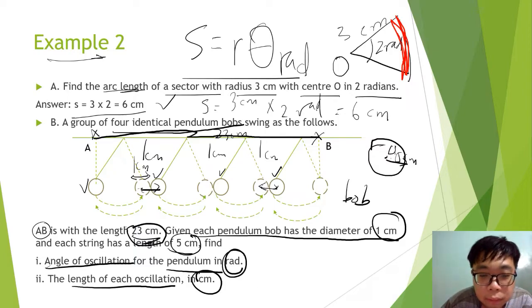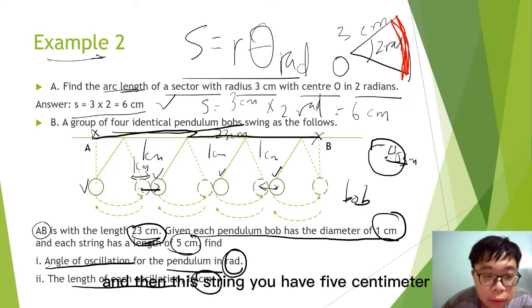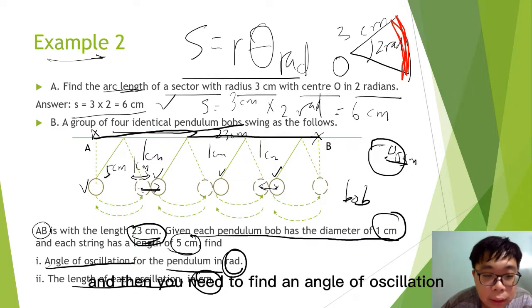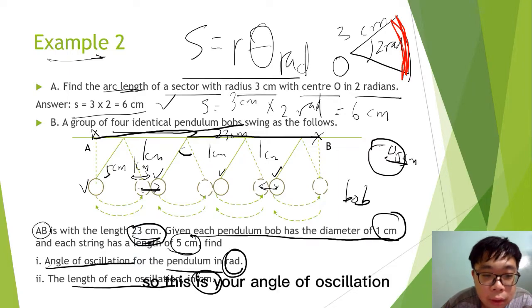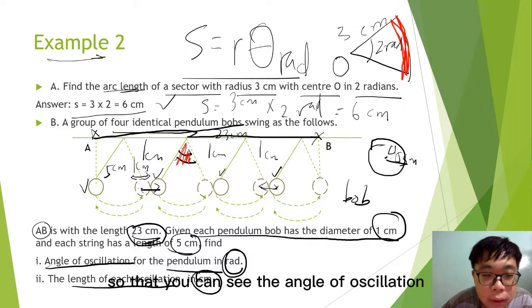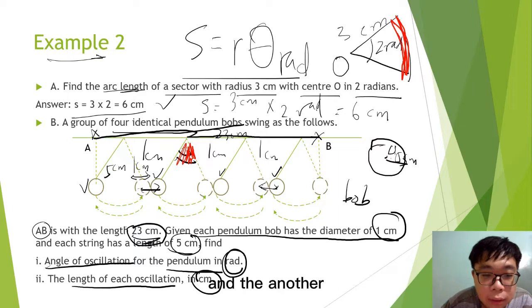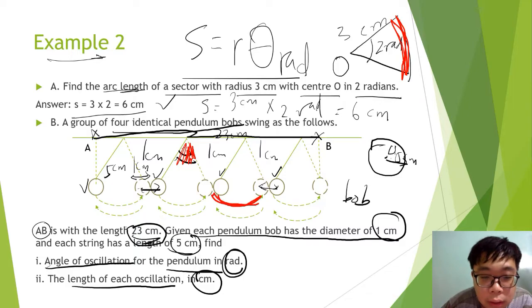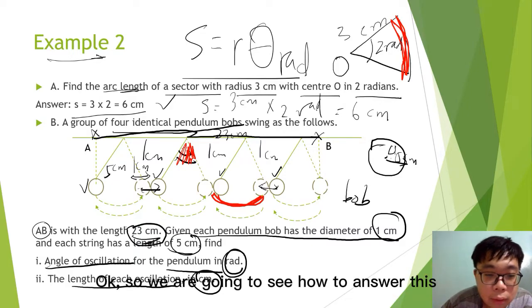Okay, and then each string is 5 centimeter, so this is your string, 5 centimeter. And then you need to find the angle of oscillation. So this is your angle of oscillation. I draw the angle of oscillation here, and I put it in that color. And you have another one, which is the length of each oscillation. Okay, so we are going to see how to answer this.